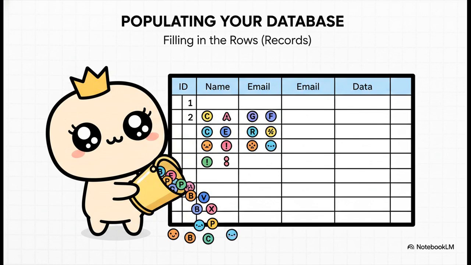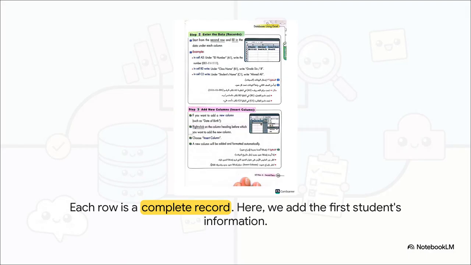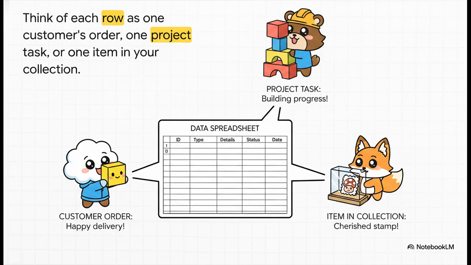This is where you fill in the blanks, one row at a time. See how row 2 now has all the info for one student? It's got their ID, their class, their name, everything. That single row right there, that's what we call a complete record. And you just keep going, adding a new row for every new student or product or whatever it is you're tracking. So in the business world, each row tells a complete story. It could represent a single customer's entire order, or one single task in a huge project, or maybe one employee's file in HR. Each row is its own neat little package of information.